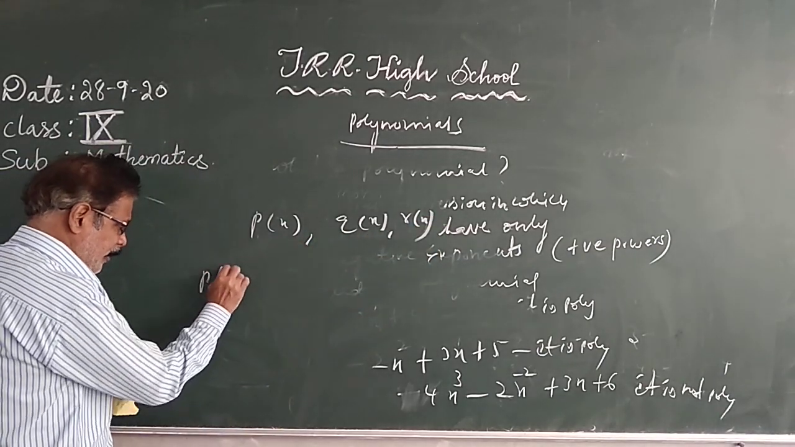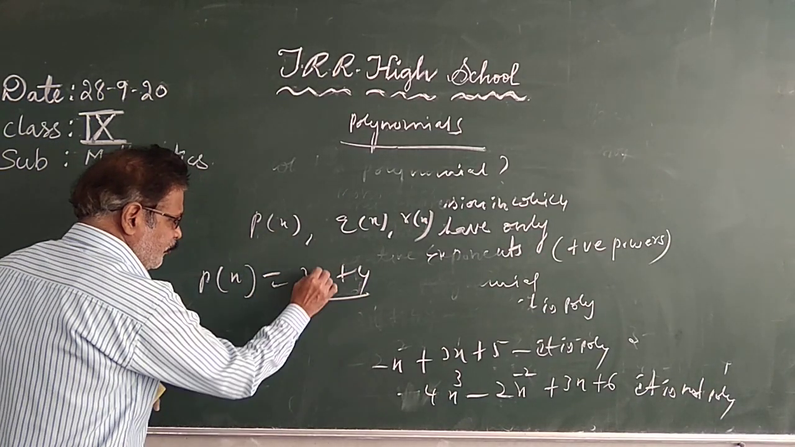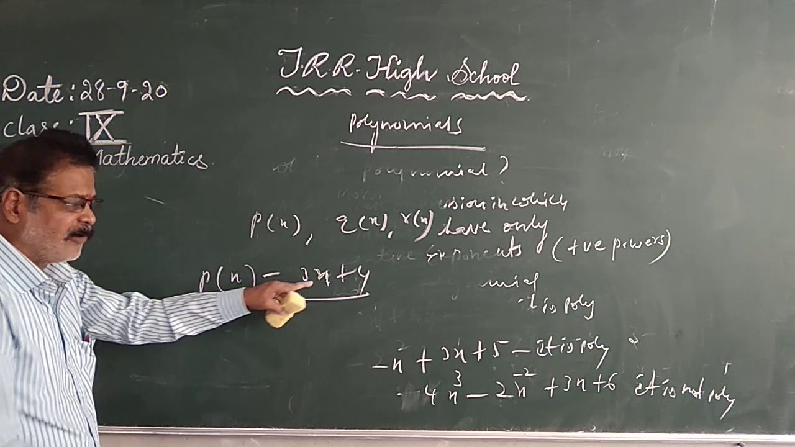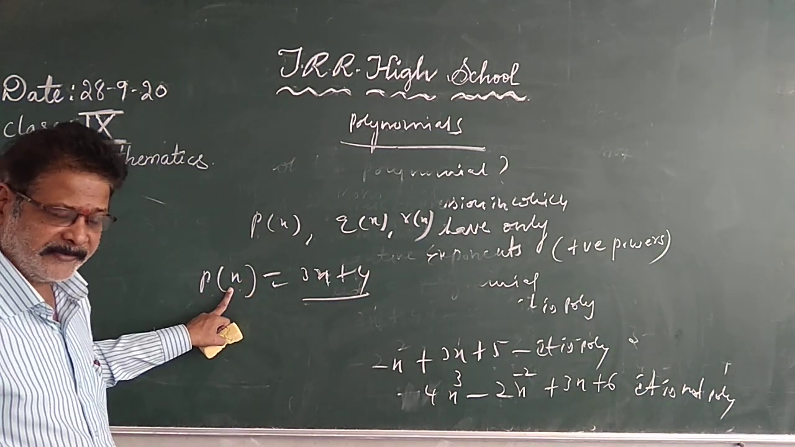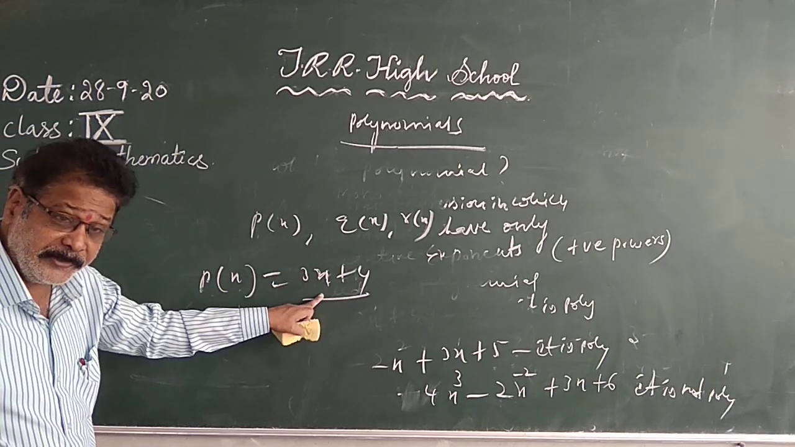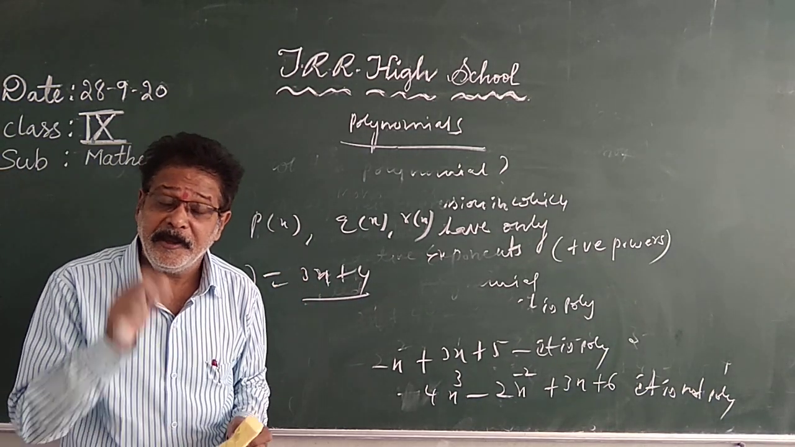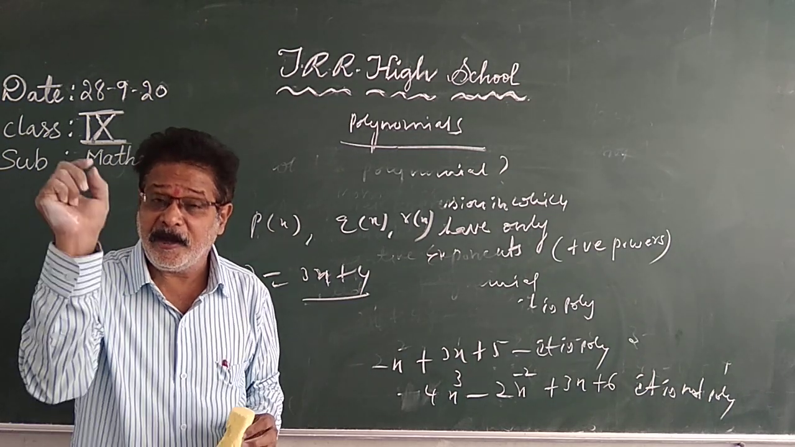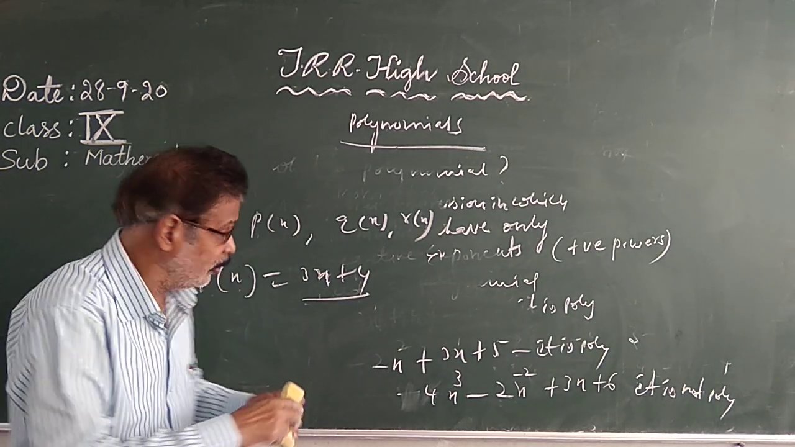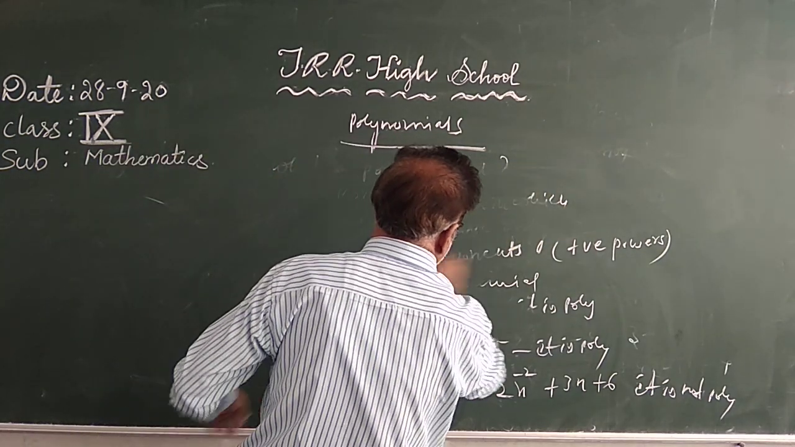For example, one polynomial p of x is equal to 3x plus 4. The 3x plus 4 is represented by what? P of x. If it involves the variable x, we say p of x. If it involves the variable y, p of y. If it involves the variable z, p of z. So generally, polynomials are represented by p of x or p of y or p of z and so on.